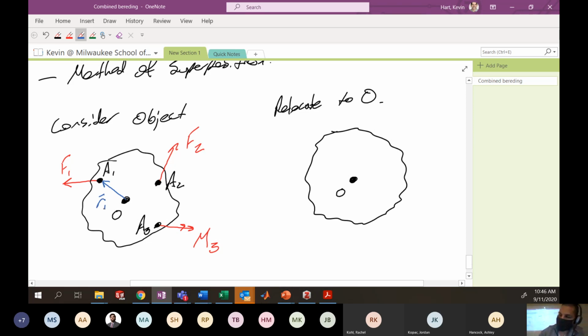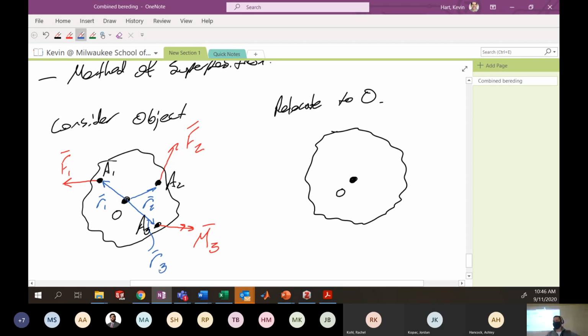For those of you that haven't had me in class before, when I write vectors on this little writing pad, I usually put a bar over the top of the variable so you know it's a vector. I probably should have done that with the forces here as well. These are all vector quantities because they have magnitude and direction. Similarly, we have a vector from O to A2, which is R2, and a vector from O to A3, which is R3.